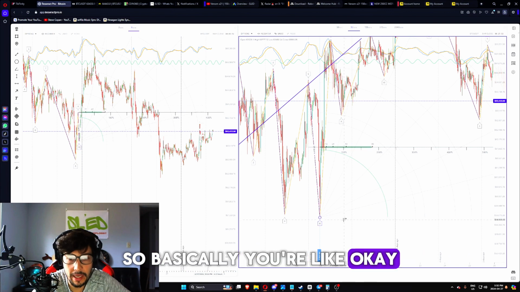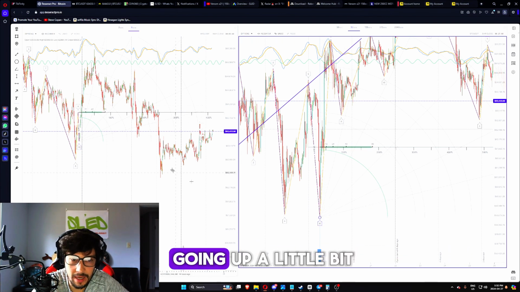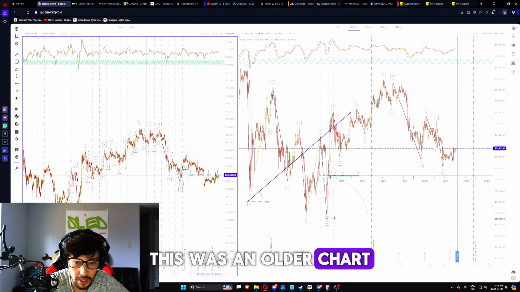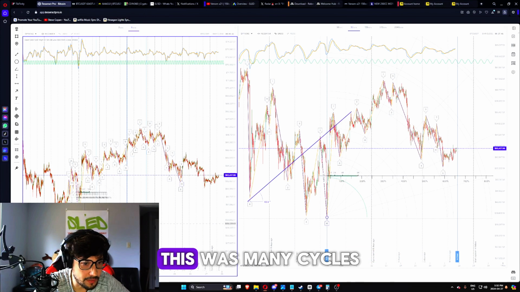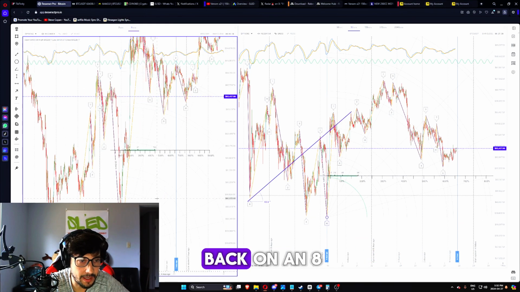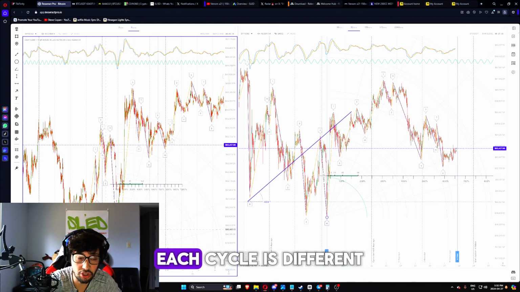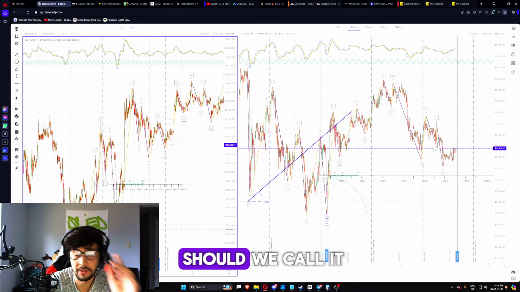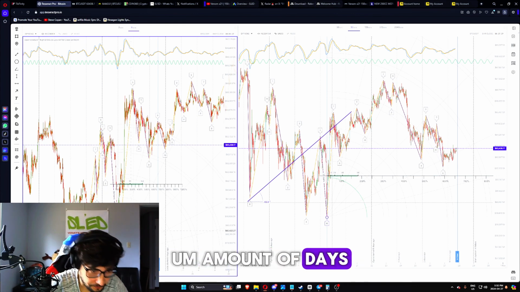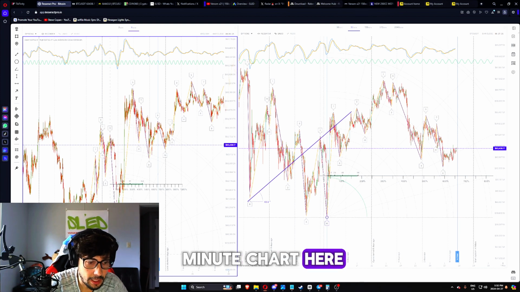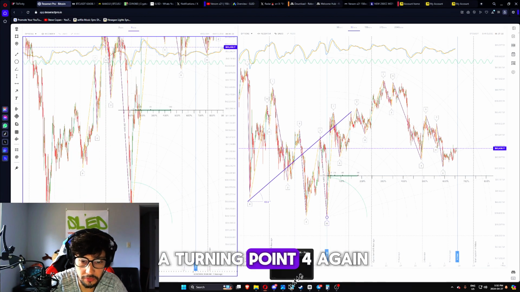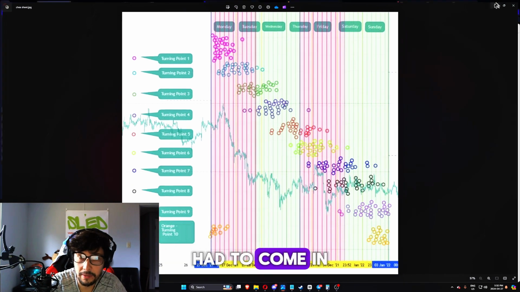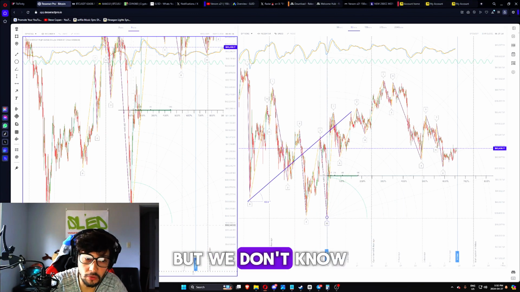So basically, you're like, okay, 6 coming in, price kind of starts going up a little bit. You look at 8. So let's see here. This was an older chart. So check this out. And what do you know? This was many cycles back on an 8-minute. Each cycle is different. But on an 8-minute chart here, we had to form a turning point 4. Again, according to a cheat sheet, turning point 4 had to come in. We started, but we don't know for sure if it's a turning point.